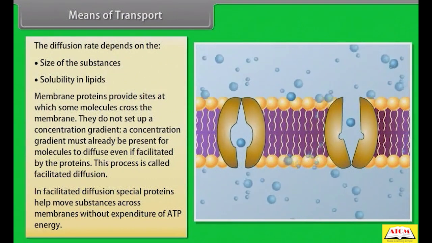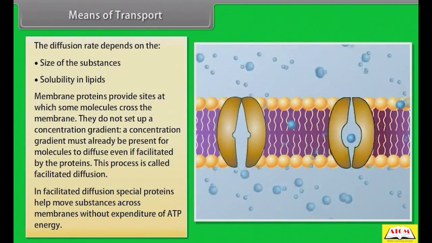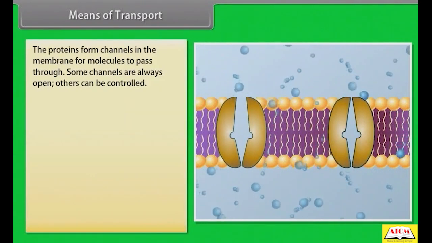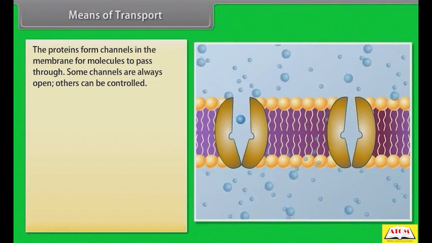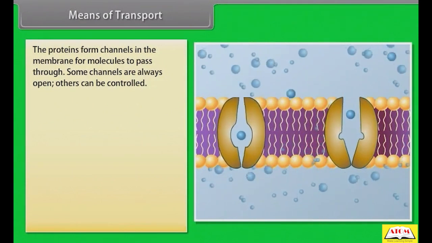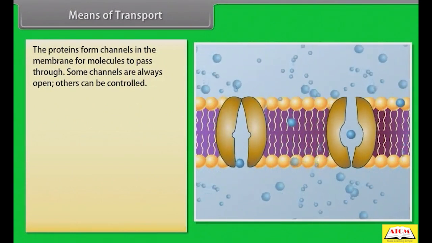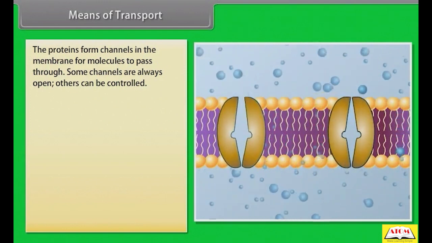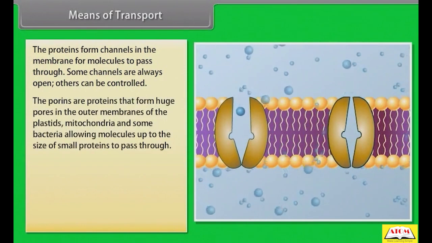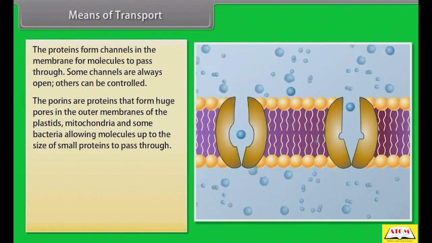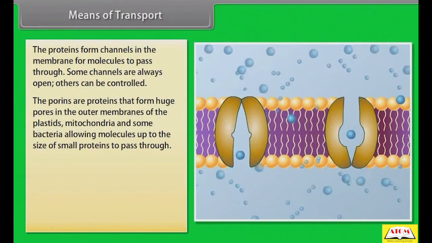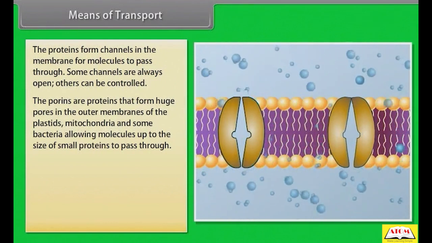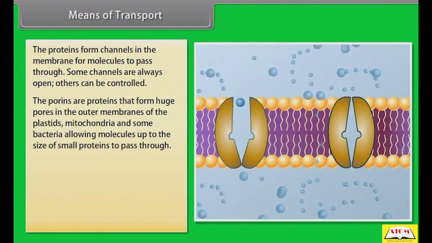Facilitated diffusion is very specific. It allows cell to select substances for uptake. The proteins form channels in the membrane for molecules to pass through. Some channels are always open, others can be controlled. Some are large, allowing a variety of molecules to cross. The porins are proteins that form huge pores in the outer membranes of the plastids, mitochondria and some bacteria, allowing molecules up to the size of small proteins to pass through.